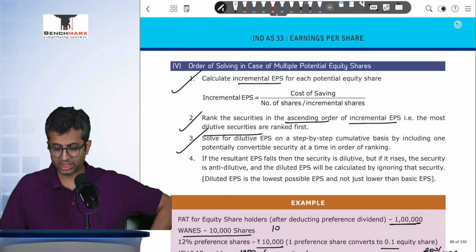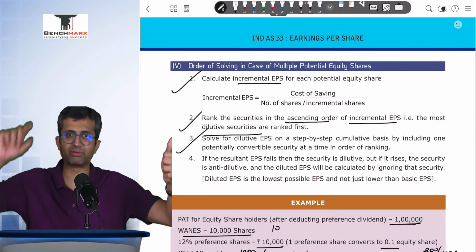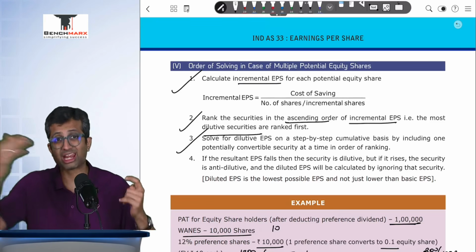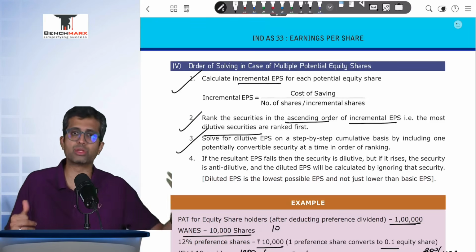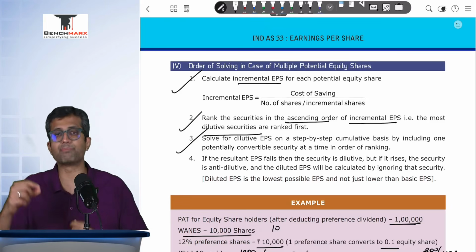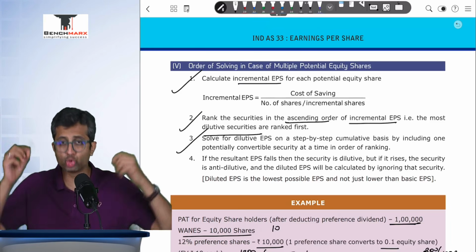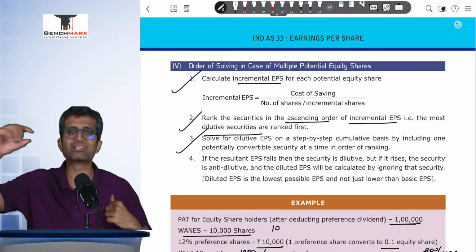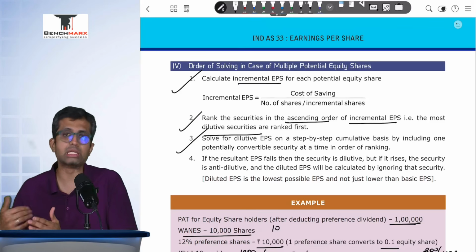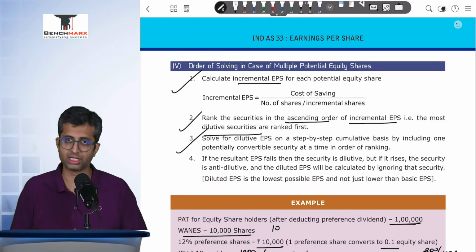So basically the things that you will have to remember is, first, calculate the incremental EPS, that is cost saving divided by number of shares or incremental shares in case of options. Second, rank them in the ascending order, that is the most dilutive securities go first and the least dilutive one goes last. Third, you will solve it on a step by step cumulative basis to find the EPS, and once you do these steps, whichever is the lowest value will be your final diluted EPS. If the EPS increases on adding a particular number, then you will ignore that, treating it as anti-dilutive.